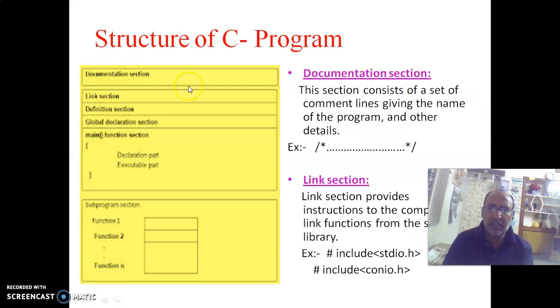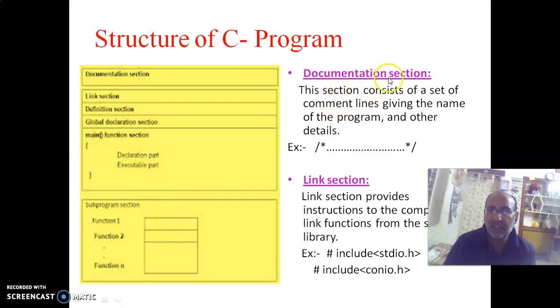The structure of C programming. Before developing any C program, you have to follow the structure of C programming. In the case of the structure, the first one is the documentation section, then the link section, definition section, global declaration section, the main section, and also the subprogram section.